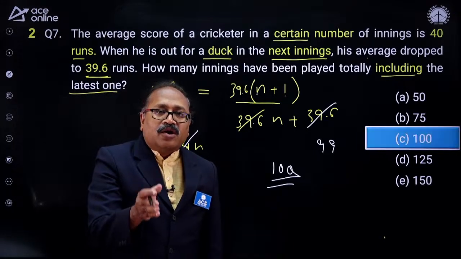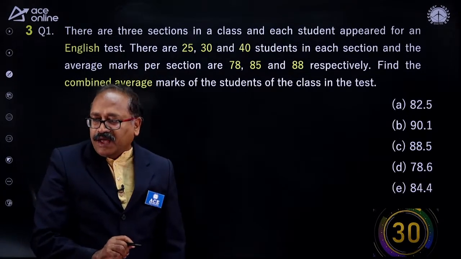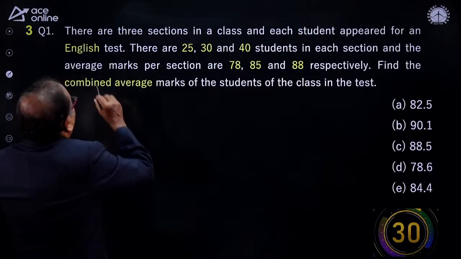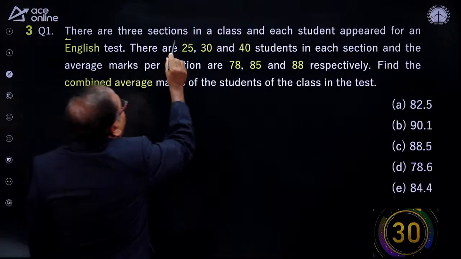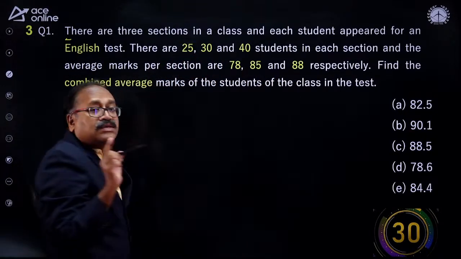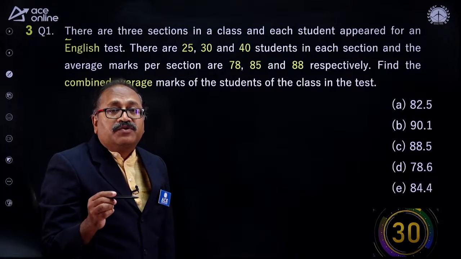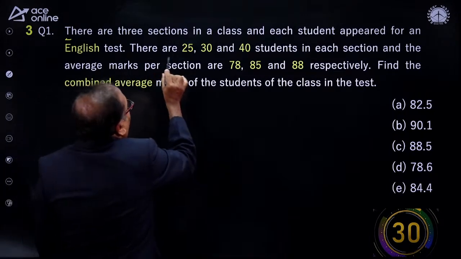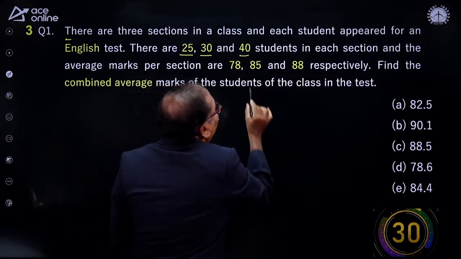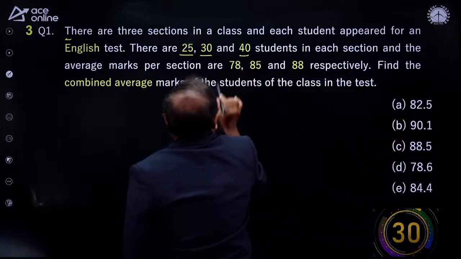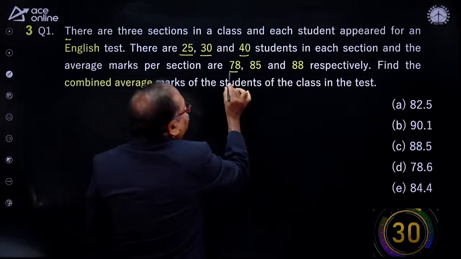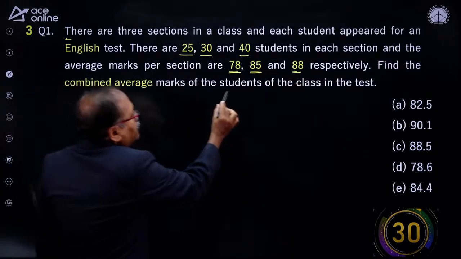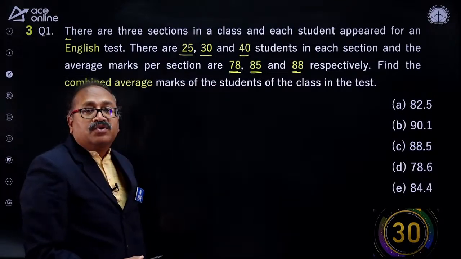Your next question is on the board here. Answer it. Average and alligation is an important chapter. One or two questions will be there. There are 3 sections in the class, and this is a very important question. I will tell you the easiest way to answer it. They appear in the English test, and there are 25, 30 and 40 students in each section. Their average marks are 78, 85 and 88 respectively. Then find the combined average of all the students of the class.